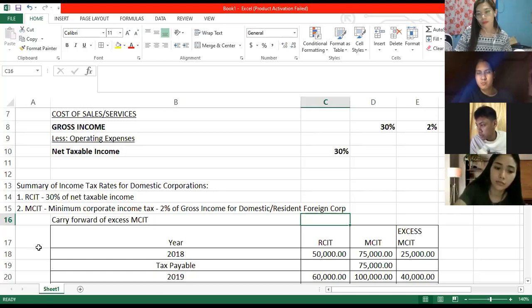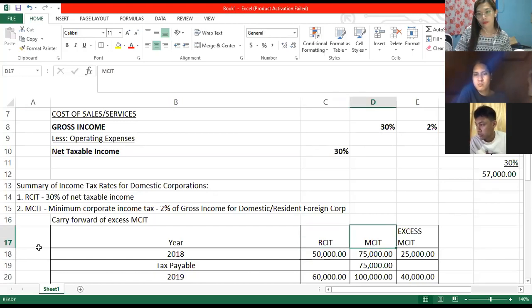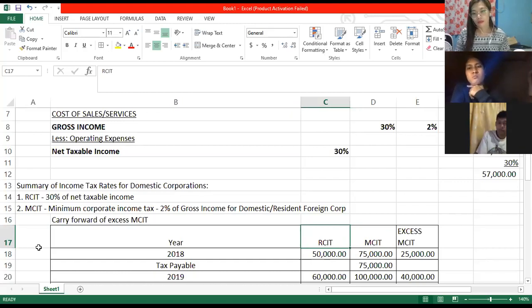Ano yung role ng MCIT? Iko-compare natin yung result ng 2% of the gross income versus the 30% of the net taxable income. Okay? Compare natin yung RCIT tsaka MCIT. Whichever is greater, then that will be the income tax payable.